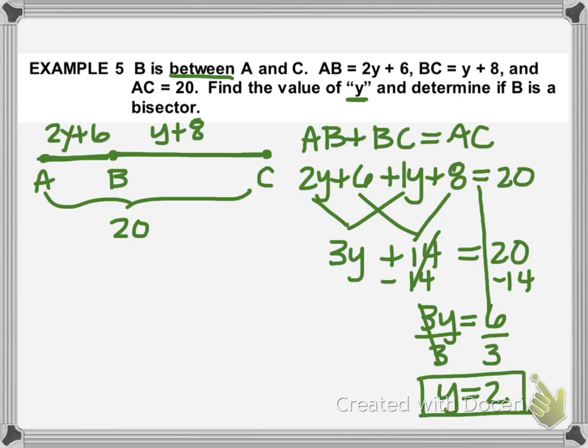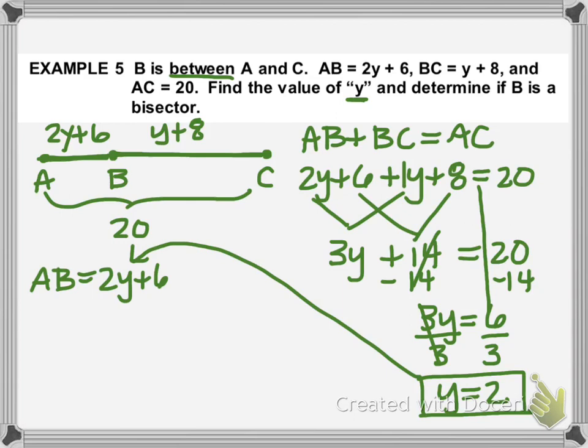Now we're going to go back and determine if B truly is in the center or not. And the way to tell is if AB and BC actually equal each other. We're not going to assume that they're equal. We're going to prove that they're equal. So let's evaluate both of them. AB is 2y plus 6. So now that I know what y is, I'm going to plug it in for y here. So 2 times 2 plus 6, and I'm going to simplify. 2 times 2 is 4, 4 plus 6 is 10.